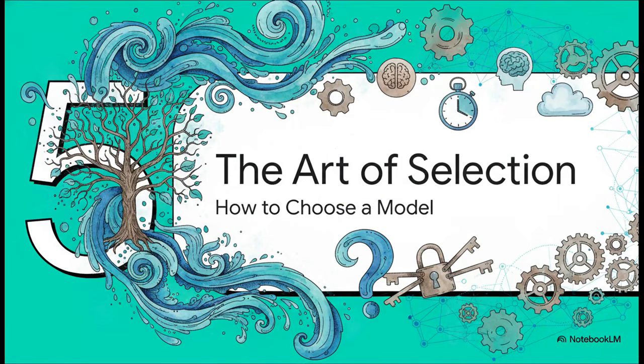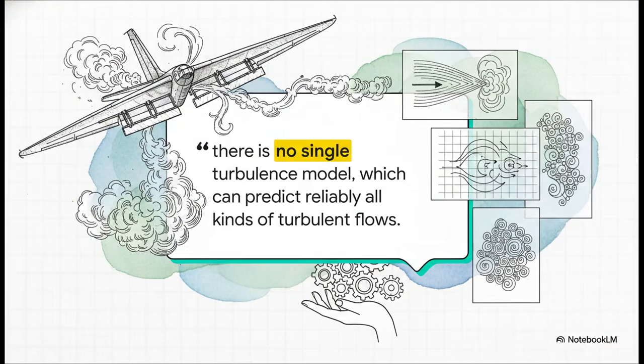So this brings us to what is maybe the most critical part of the whole process for any engineer. You've got all these options. How do you actually choose the right model? How do you pick the right tool for the job? I think the most important thing to get is this. There is no single best model. It just doesn't exist. As this quote says, there's no magic bullet.